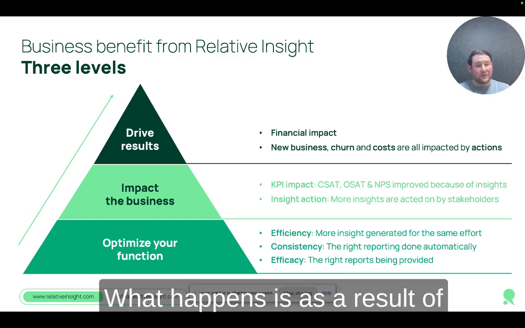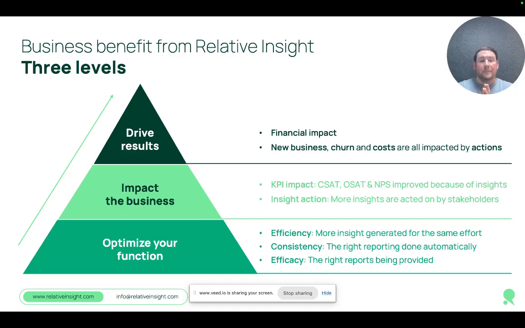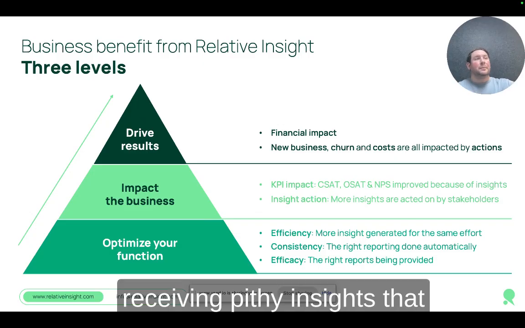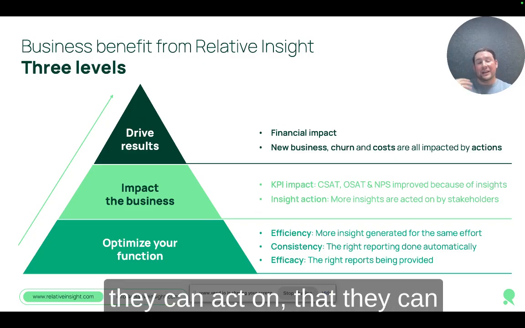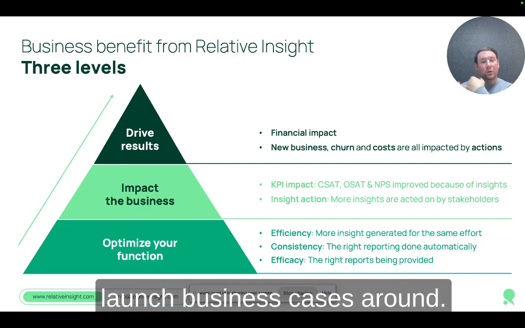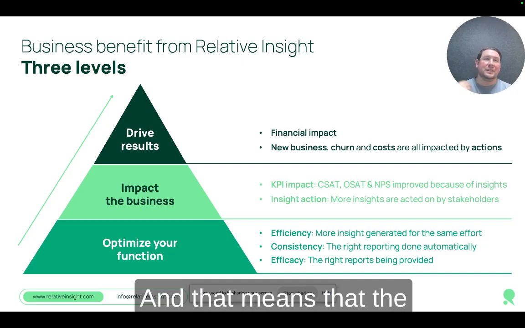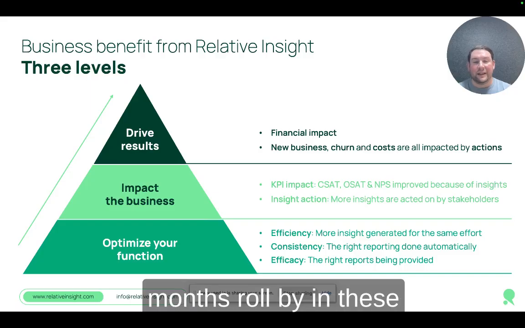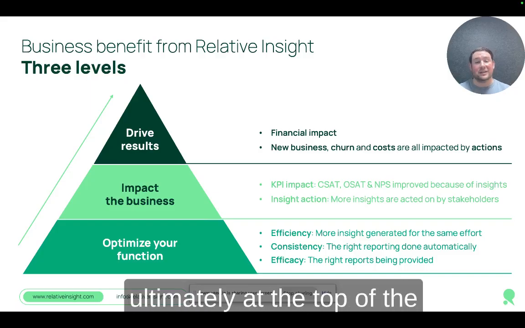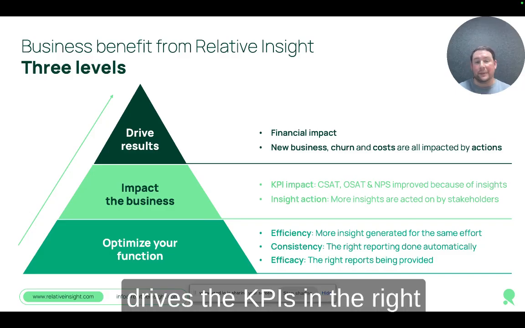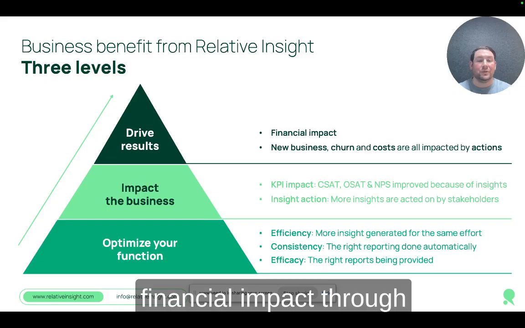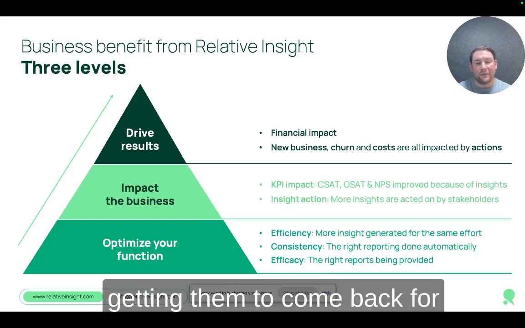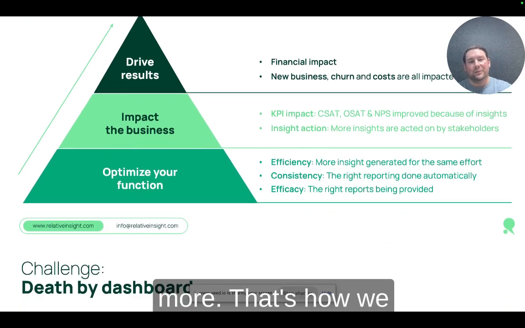What happens as a result is, slowly but surely, the KPIs are impacted because operational stakeholders are receiving pithy insights that they can act on, test and learn from, and launch business cases around. That means incremental improvements are made throughout the organization as the weeks and months roll by in these reporting programs. Ultimately, at the top of the pyramid, that drives the KPIs in the right direction, which has a financial impact through improving customer experience, delighting customers, keeping them, and getting them to come back for more. And so that's how we add value.